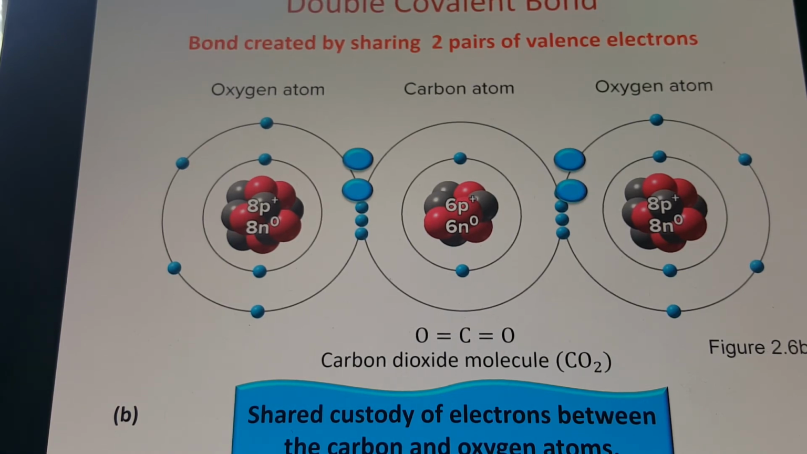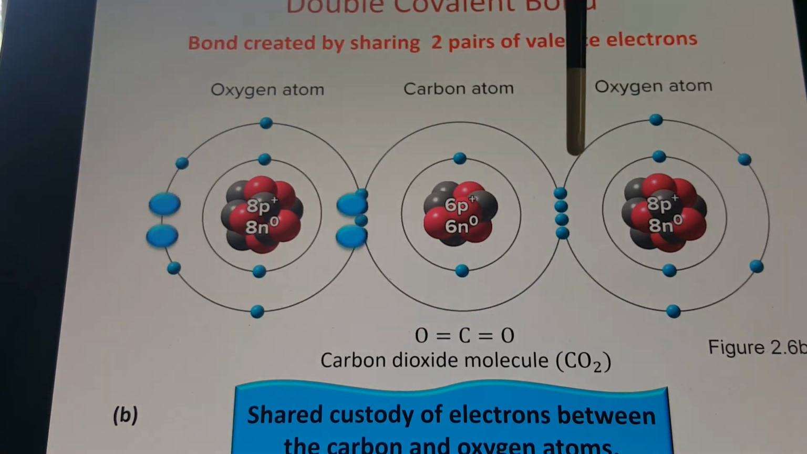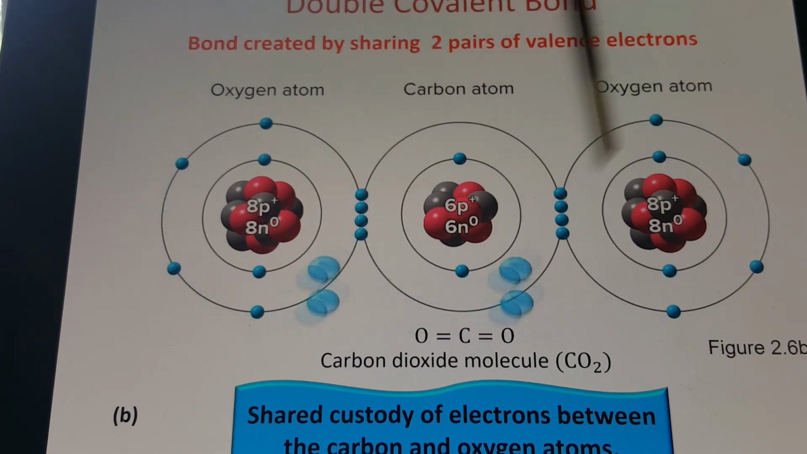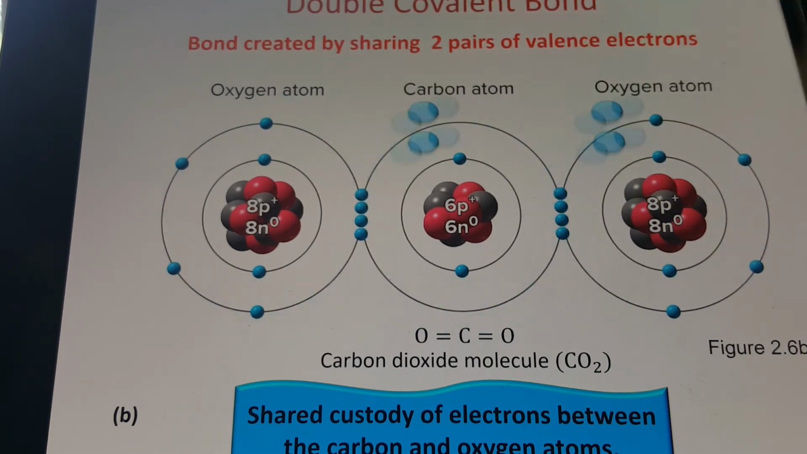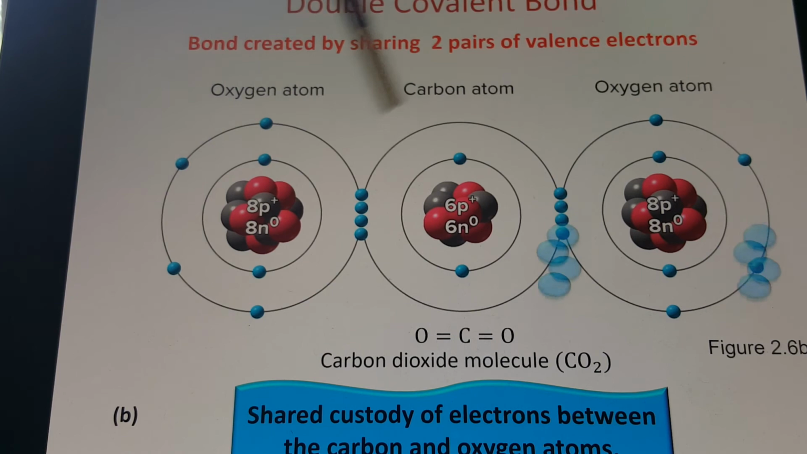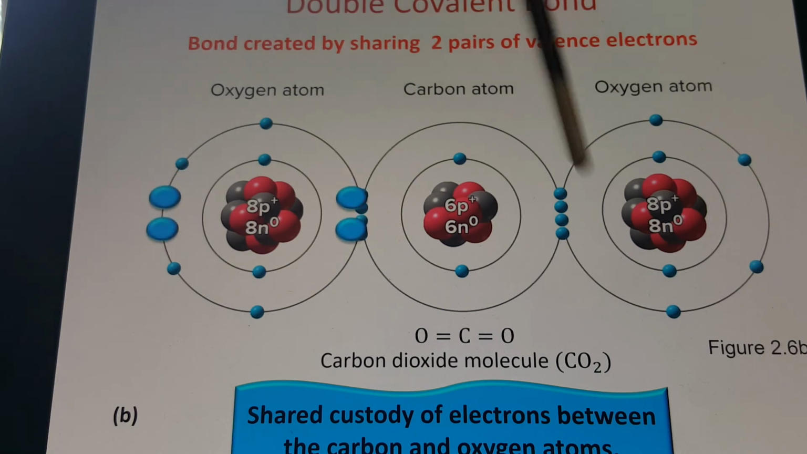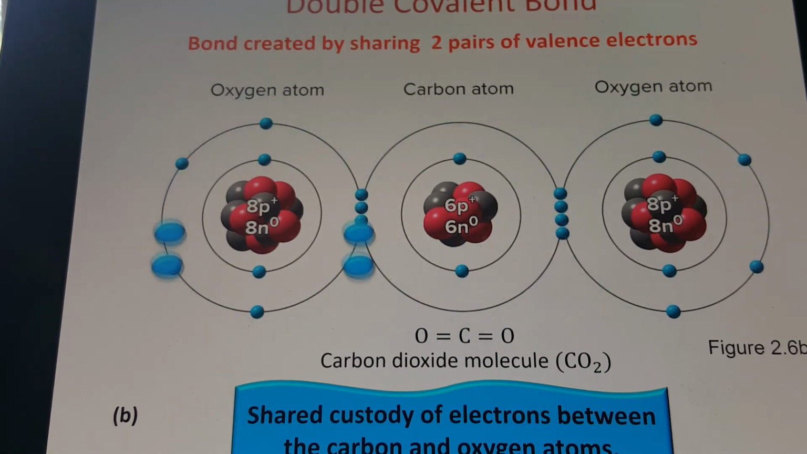So in a double covalent bond, they're going to orbit around the ones that they're sharing. So it's not like this set here is going to orbit all the way over here. It only orbits around the 2 nuclei that are sharing it. And on this side, the ones that are being shared are only going to orbit around, in this case, the oxygen and carbon atom creating that bond there.